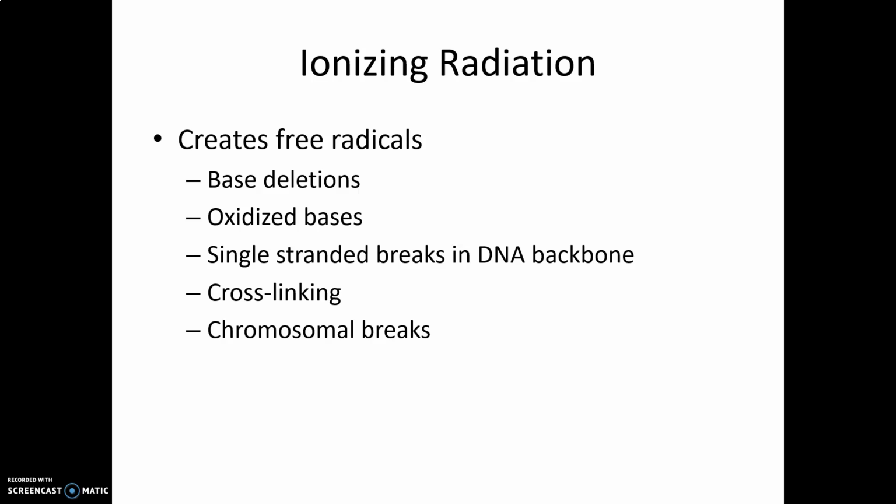We have ionizing radiation. So these tend to be like our X-rays and gamma rays and things. If they penetrate, they can produce free radicals, similar to those oxidative species. These free radicals are going around causing a lot of havoc to our DNA. They can delete bases, oxidize them, introduce single-strand breaks, cause cross-linking in our DNA, and even introduce chromosomal breaks.